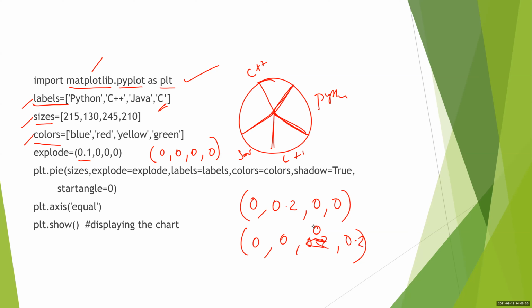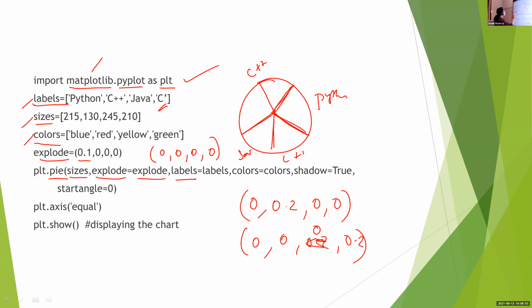Okay, so that is explode. Then, using these 4 values, I am creating a pie chart. For that, I am using the function PIE. First, you want to write the sizes. Then there is no order for the rest. You can write any parameter here. So, explode equal to explode, where the first explode is the keyword and the second is the variable name.